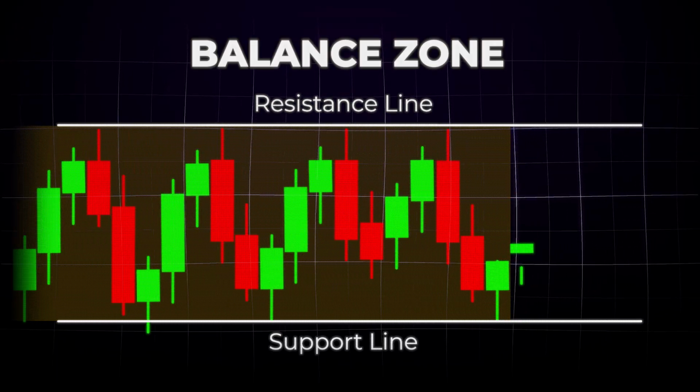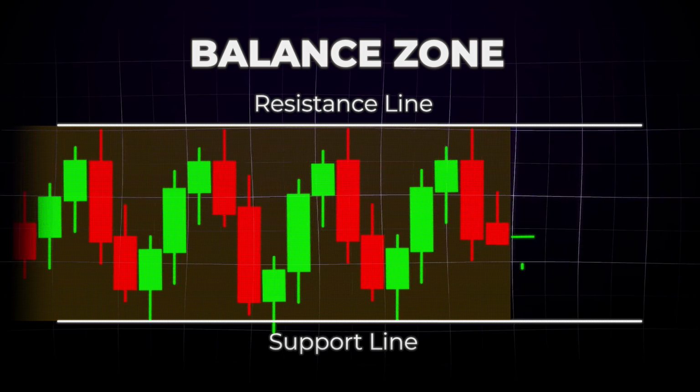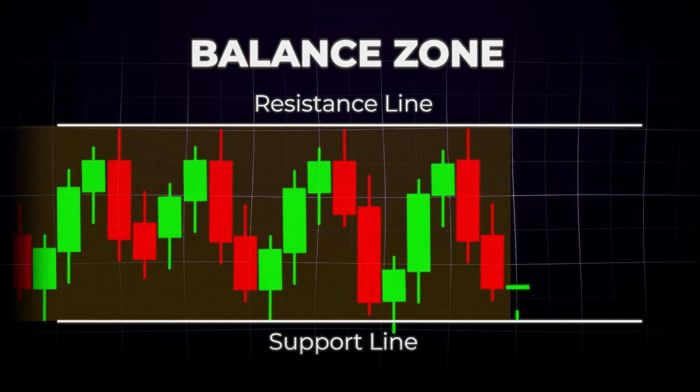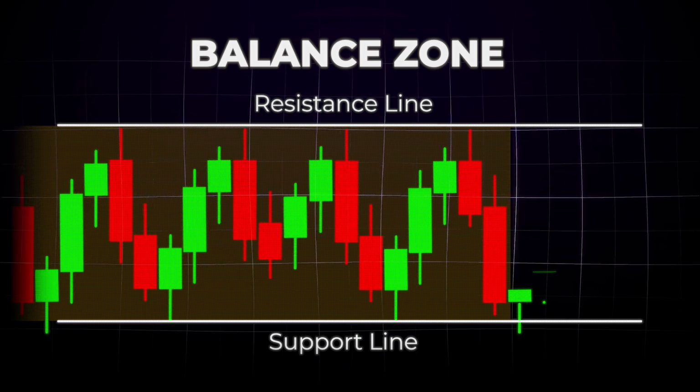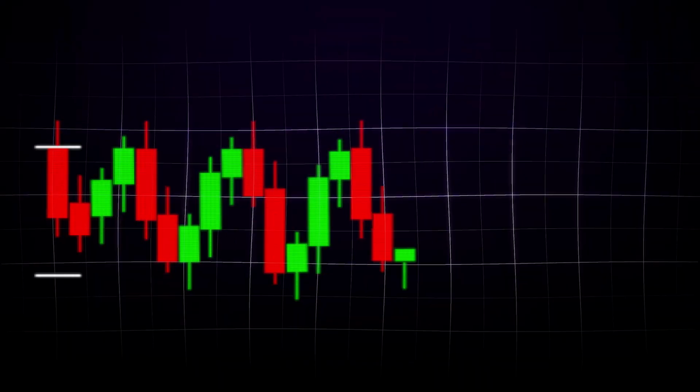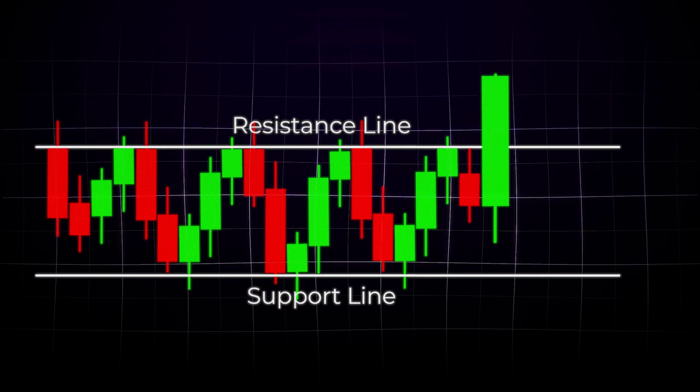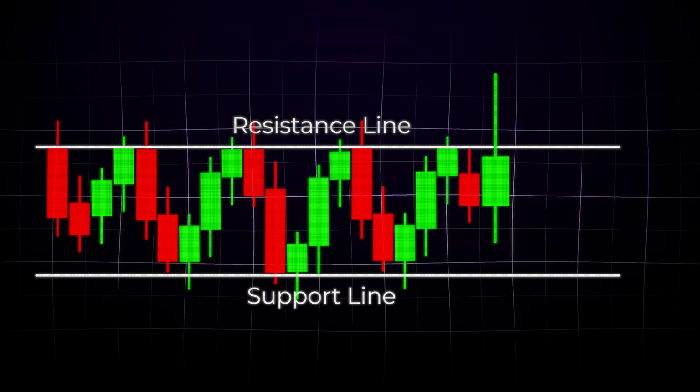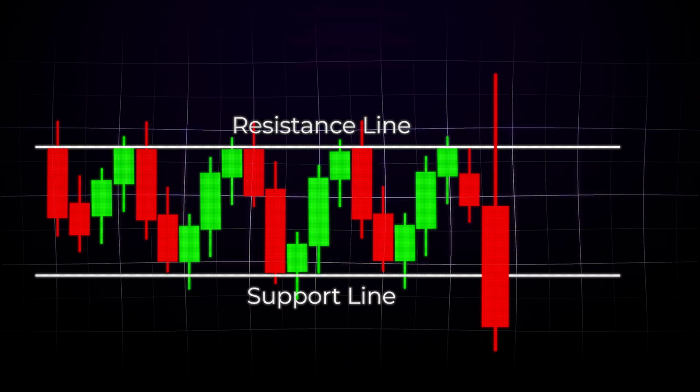When price approaches resistance, sellers usually gain strength and push it back down. When price approaches support, buyers gain strength and push it back up. But sooner or later, this equilibrium breaks and price breaks out of the balance zone. This can happen in 2 ways. Buyers become stronger and price breaks through resistance. Or sellers take control and price breaks through support. A breakout from the balance zone is a powerful signal that often marks the start of a new trend.